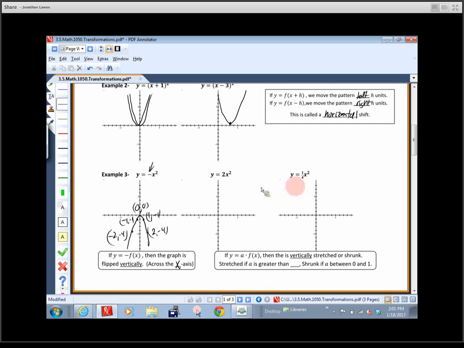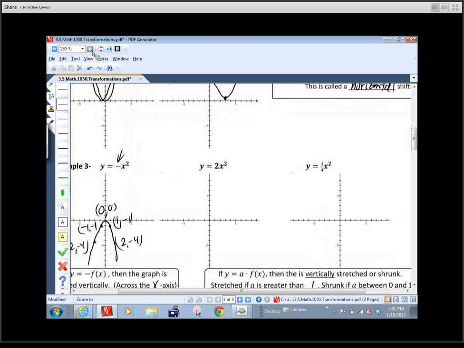Okay. What type of transformations are these? Stretches or shrinks. What type? Horizontal or vertical? They're vertical. Okay. So these are vertical stretches or shrinks, and we can tell it's going to be stretched if A is greater than 1, and it's going to be shrunk if A is between 0 and 1. So essentially, if it's a number bigger than 1, it's going to be a stretch. If it's a fraction or a decimal between 0 and 1, then it's going to be a vertical shrink.